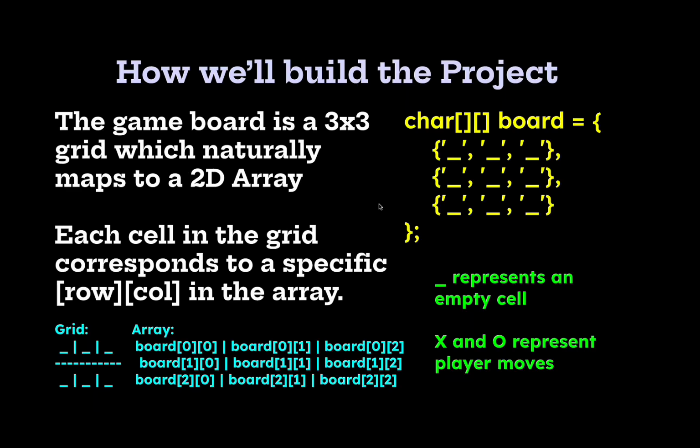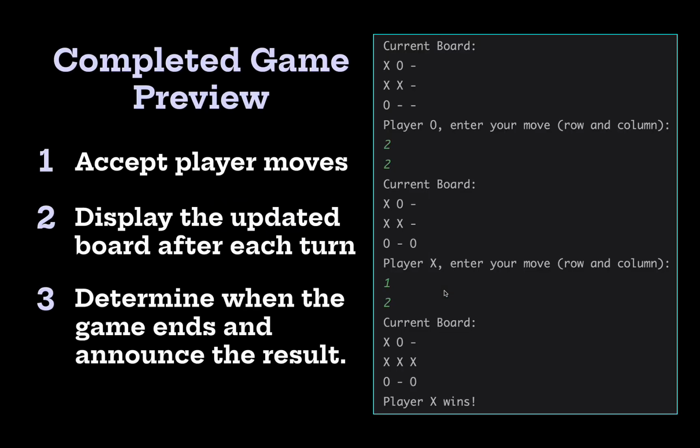And so I've talked about how we'll build this project. This is what we would use to represent the player moves, X and O, and underscore to represent an empty cell. So what's the end goal here? This is what the completed game would look like. We'll accept player moves, we'll display the updated board after each turn, and we'll determine when the game ends and announce the result. So this is an example of what it feels like.